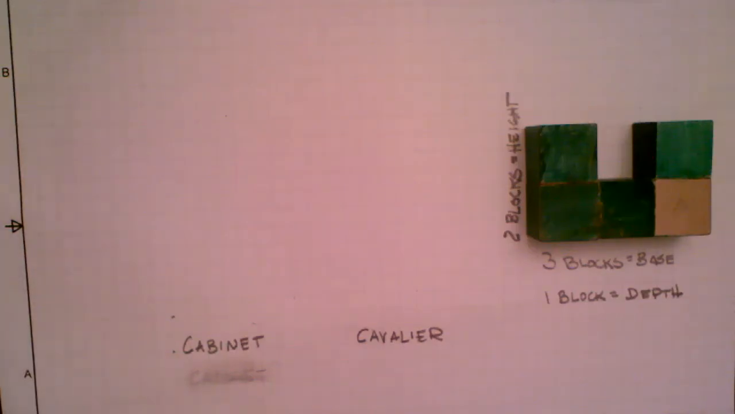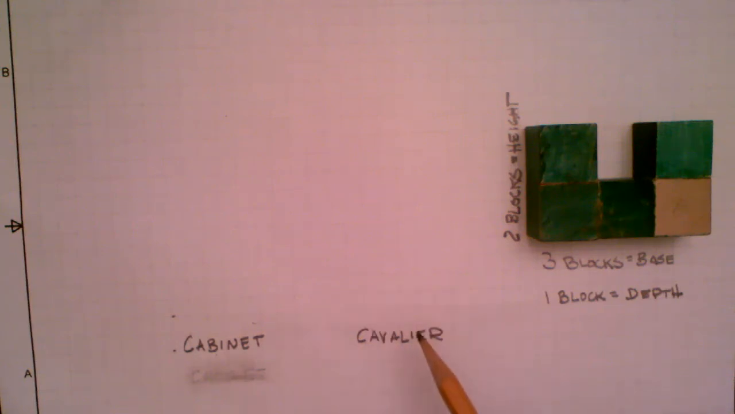This video will cover how to create another pictorial called an oblique. There are two different types of obliques: one is a cabinet and one is a cavalier. We're going to use this part configuration made up of 3/4 inch blocks to create both the cabinet and the cavalier drawings.